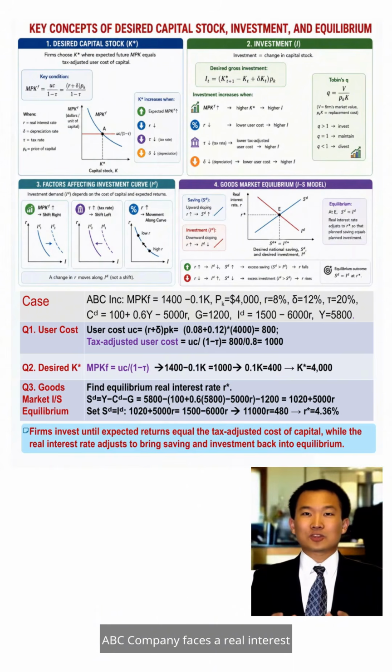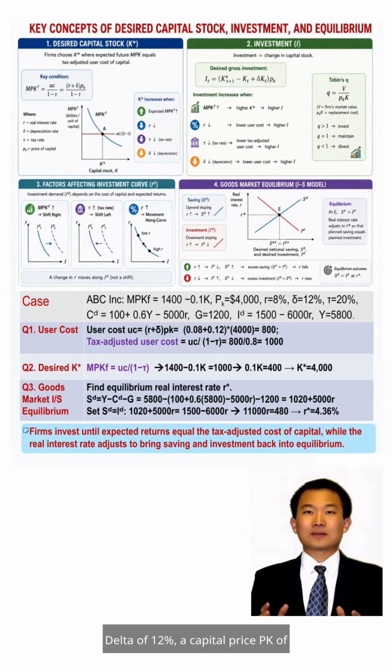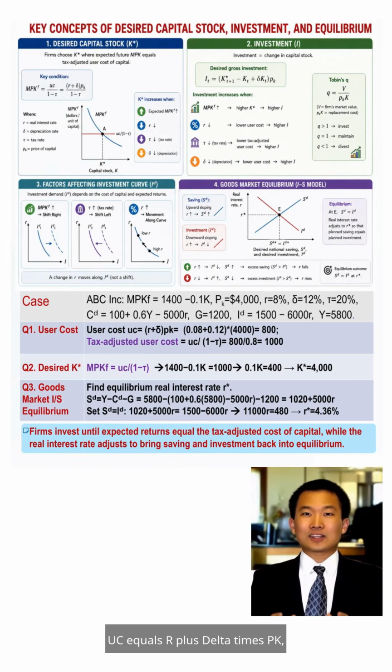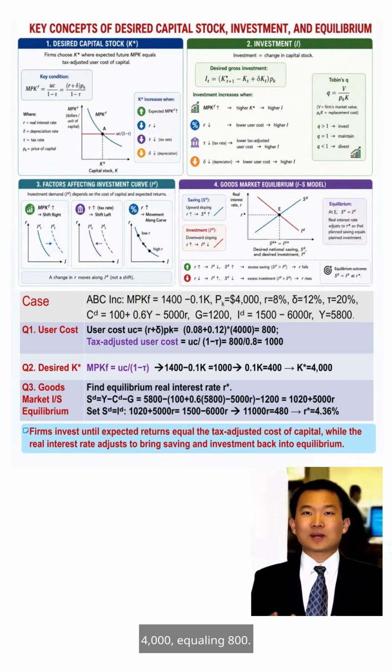ABC company faces a real interest rate R of 8%, a depreciation rate delta of 12%, a capital price PK of 4,000, and a tax rate tau of 20%. First, let's calculate the user cost of capital. UC equals R plus delta times PK, which is 0.08 plus 0.12 times 4,000 equaling 800.